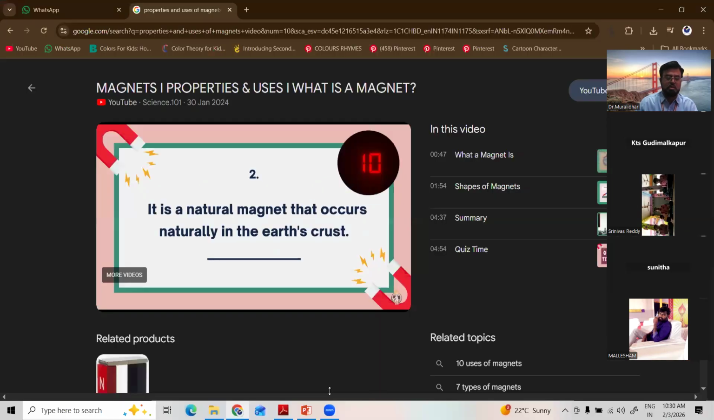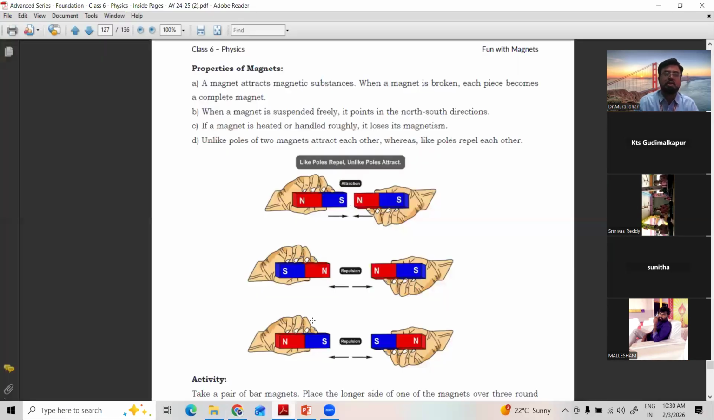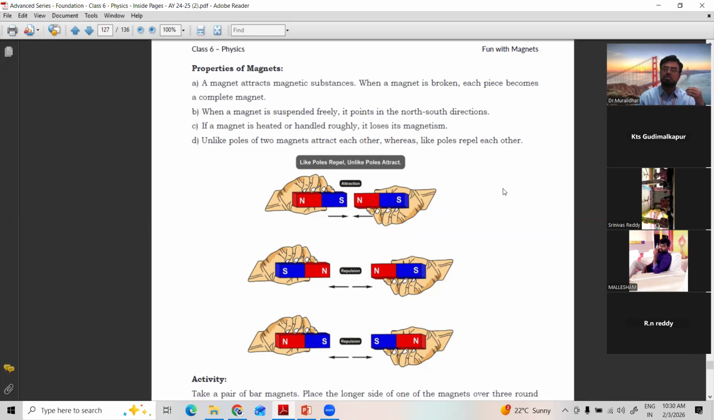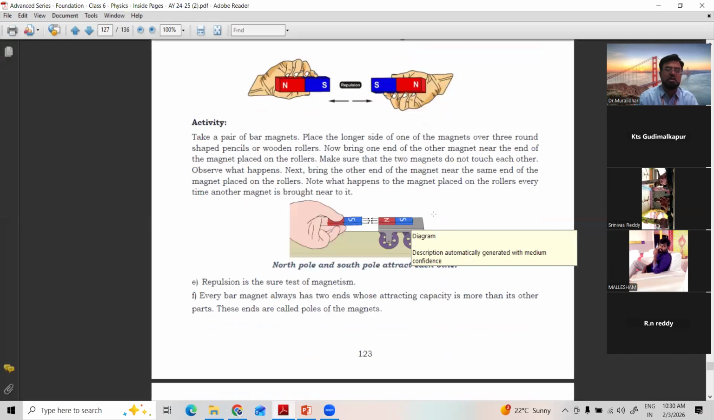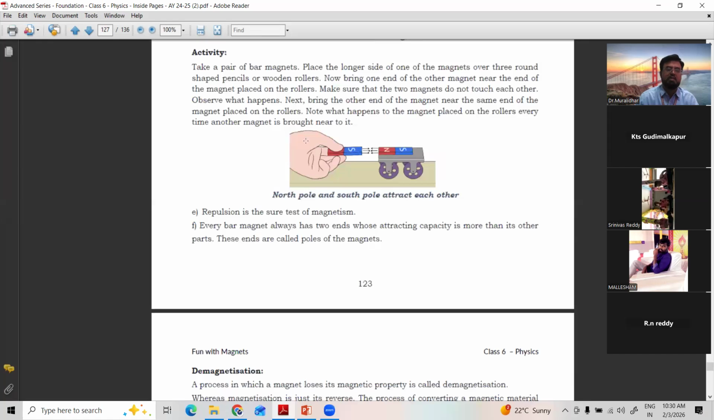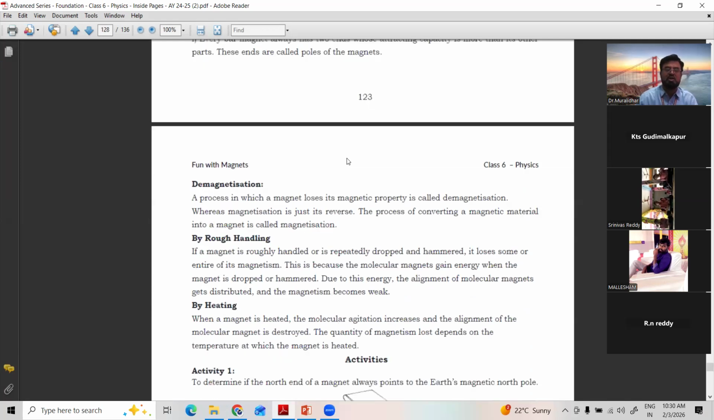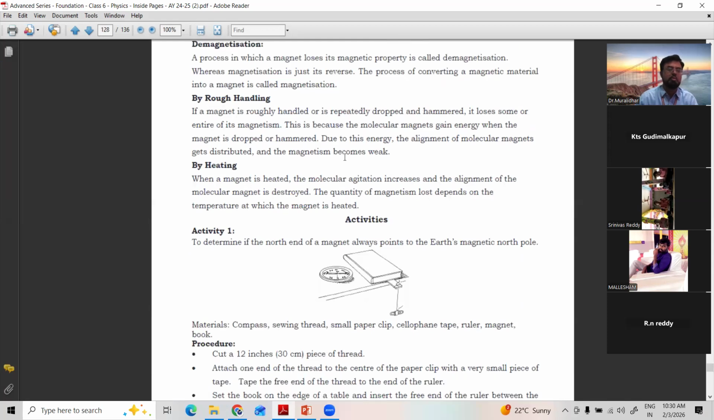We'll move to the properties of magnet: attracting property, directive property, demagnetization, and also the law of magnetism. Like poles repel, unlike poles attract each other. You can do an activity to see how exactly it works, how the magnet can pull the magnetic materials. That is fun.